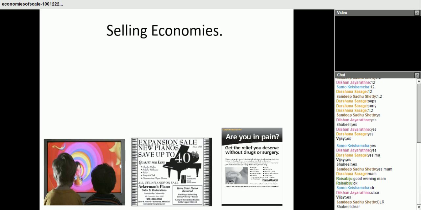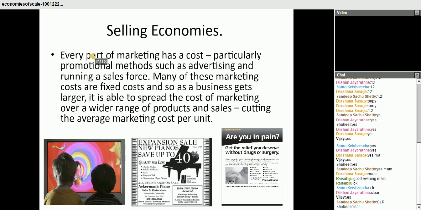Now selling economies. Every part of marketing has a cost, particularly promotional methods such as advertising and running a sales force. Many of these marketing costs are fixed costs, and so as a business gets larger, it is able to spread the cost of marketing over a wider range of products and sales.